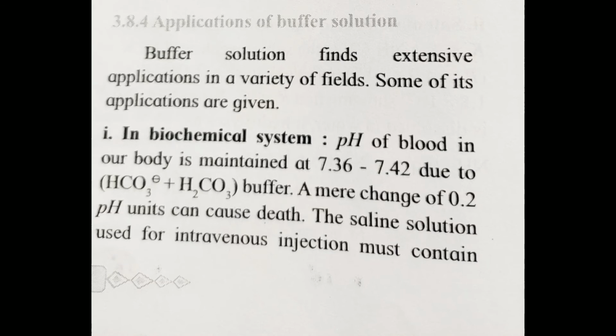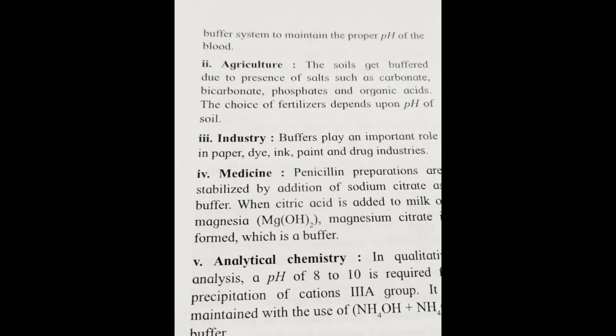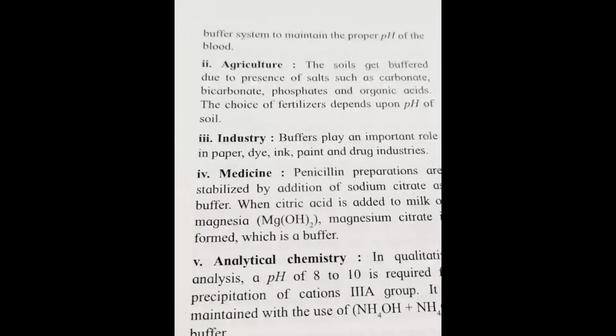Buffer solution finds extensive application in a variety of fields. First, in biochemical systems, the pH of blood in our body is maintained at 7.36 to 7.42 due to buffers. A change of 0.2 pH unit can cause death. The saline solution used for intravenous injection must contain a buffer system to maintain the proper pH of blood.